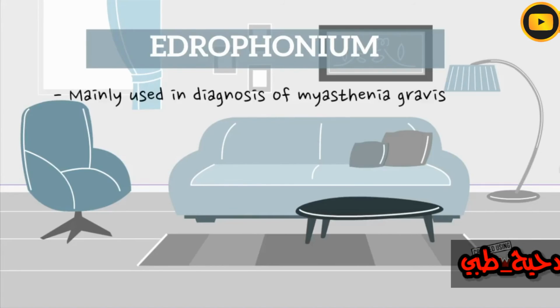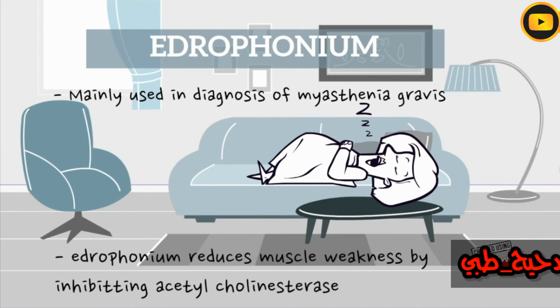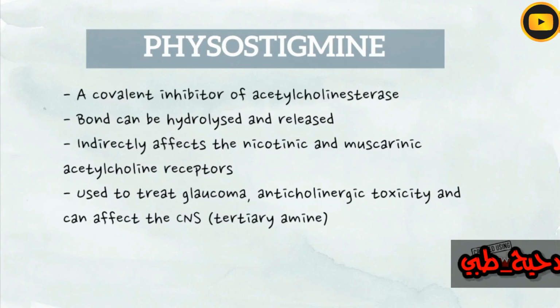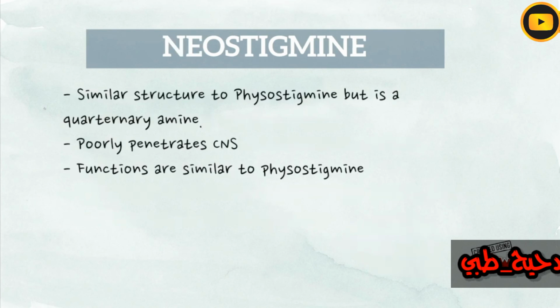Edrophonium is mainly used in diagnosis of myasthenia gravis because it will reduce the muscle weakness by inhibiting acetylcholinesterase. Physostigmine is a covalent inhibitor of acetylcholinesterase. Neostigmine has a similar structure to physostigmine but is a quaternary amine.